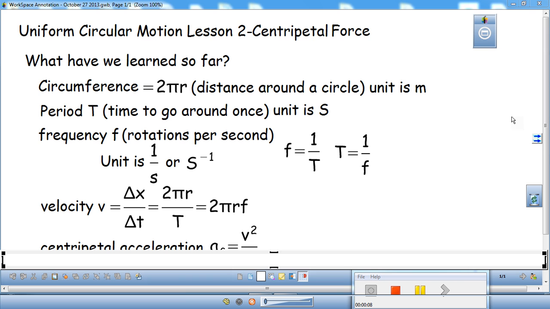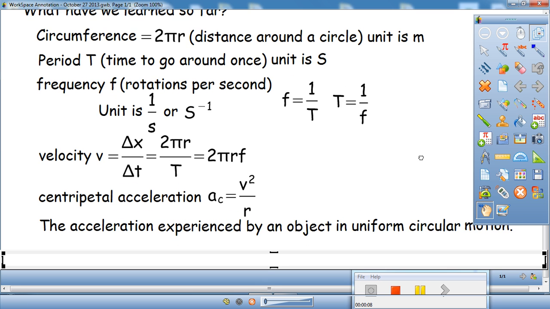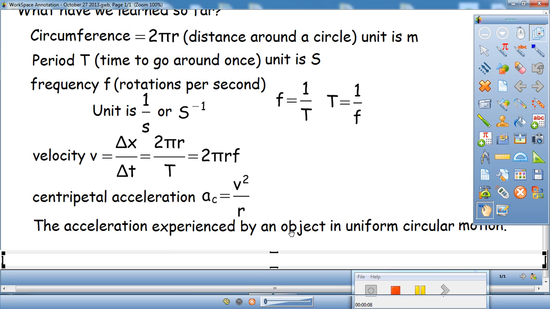Finally, you learned about centripetal acceleration. And you learned that it turns out to be equal to the velocity squared divided by the radius, v squared over r. So that's our centripetal acceleration.